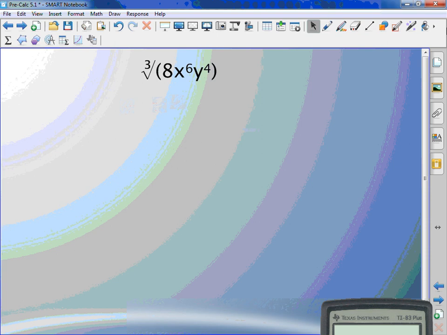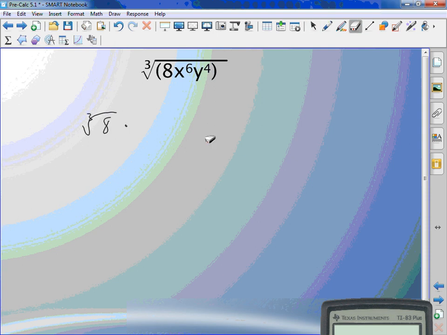Now there's this one. The computer won't put the line all the way across, so I put it in parentheses. This means the cube root of 8x cubed y to the fourth. What I'm going to do is take each one individually. I'm going to have the cube root of 8.